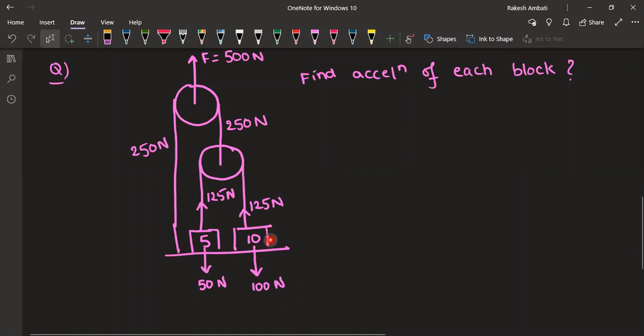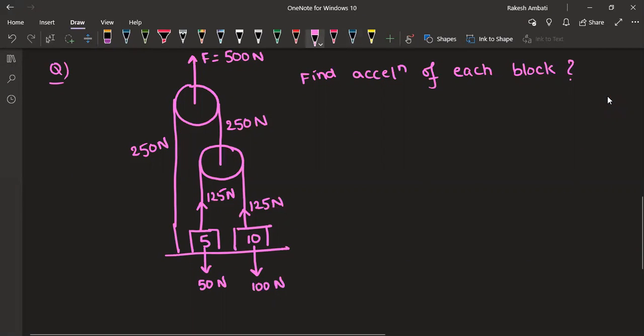In the same way, in the case of the 10 kg block, to lift it we minimally require 100 Newtons. But in this case, the lifting force is 125 Newton. So this 125 Newton is sufficient to lift the 10 kg block, and it is also sufficient to lift the 5 kg block. Therefore both blocks will be lifted up, because the forces are sufficient to lift them.